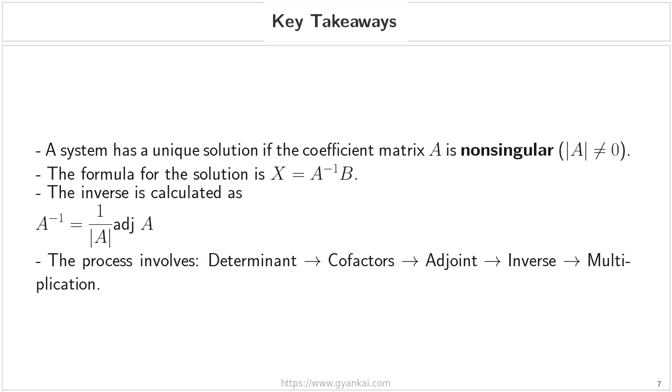Finally, if you ever feel lost during a problem, just follow this logical flow. Start by calculating the determinant, then find your cofactors, move on to the adjoint by transposing those cofactors, use that to find the inverse, and finally, perform the matrix multiplication with matrix B to get your result.